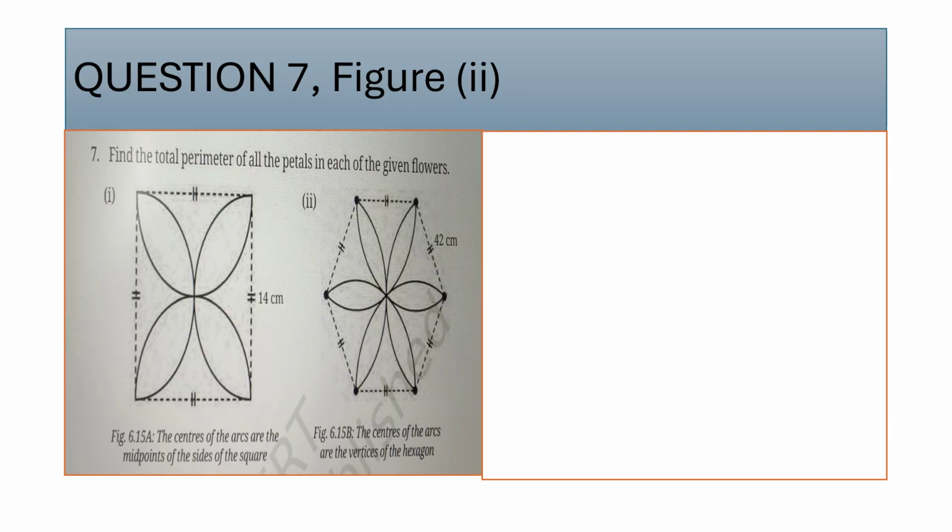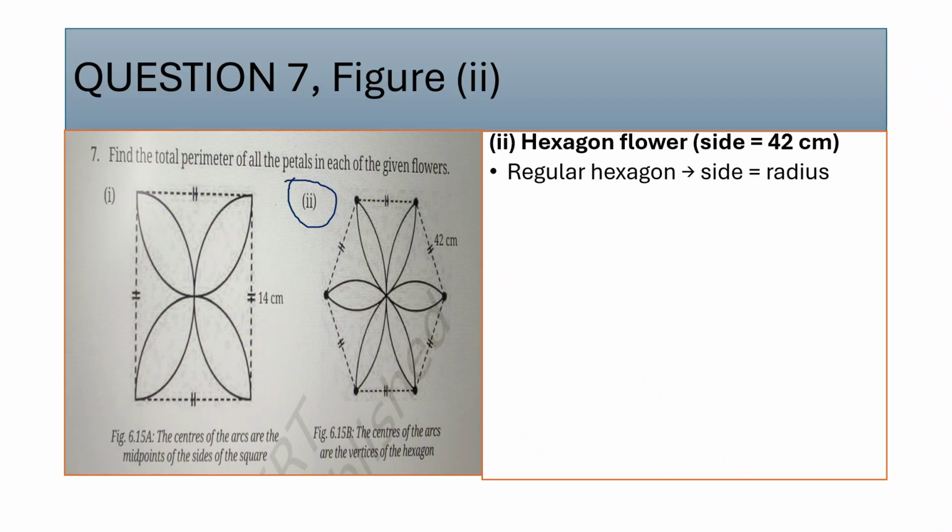Figure 2, question number 7. Now look at this figure. The center of the arcs are the vertices of the hexagon, which is mentioned in figure 6.15. We are taking this figure, children. I'll circle it. So hexagon flower. Now when we're talking about hexagon, that means 6 sides. So what is the side given? 42 centimeter. So regular hexagon, that means side is basically the radius.